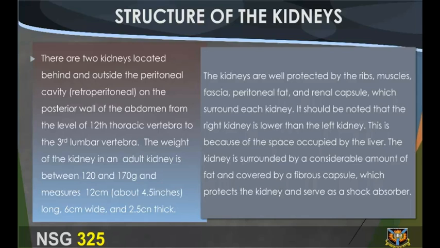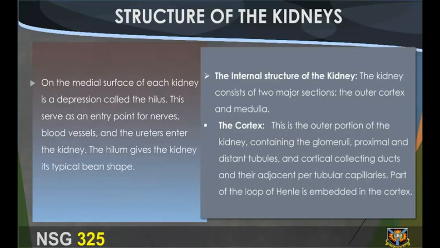This is because of the space occupied by the liver. The kidney is surrounded by a considerable amount of fat and covered by a fibrous capsule, which protects the kidney and serves as a shock absorber. On the medial surface of each kidney is a depression called the hilus. This serves as an entry point for nerves and blood vessels, and the ureter exits the kidney there. The hilum gives the kidney its typical bean shape.